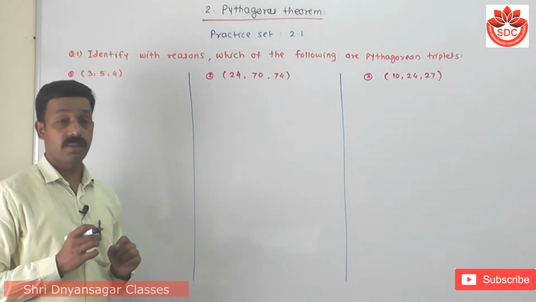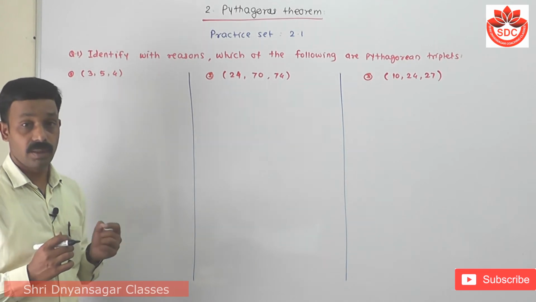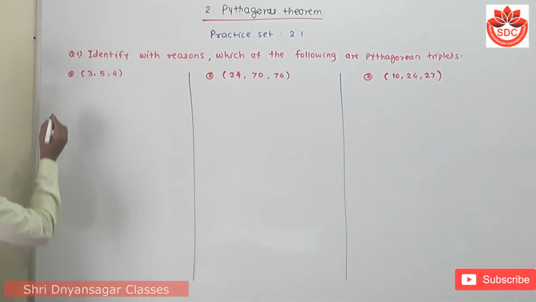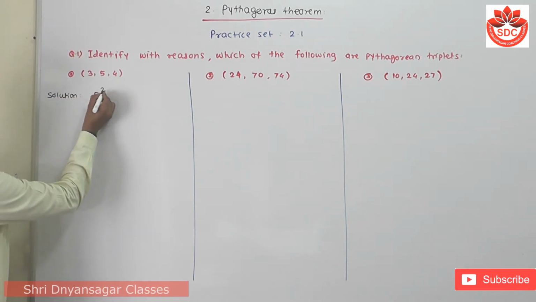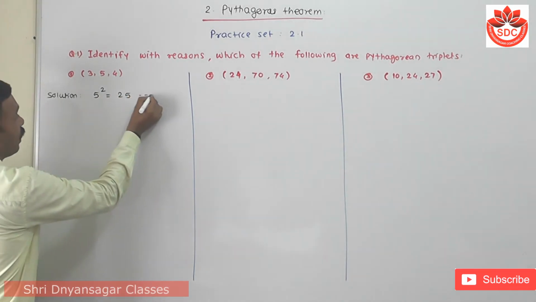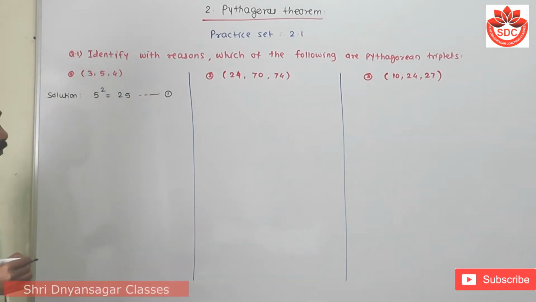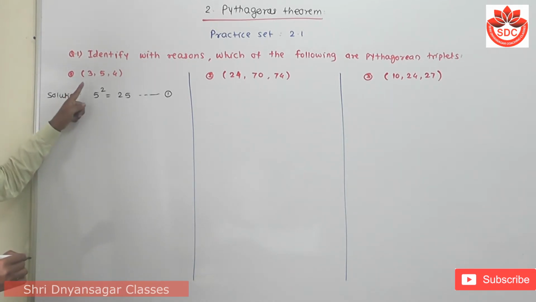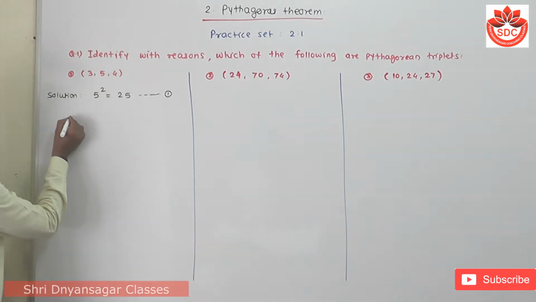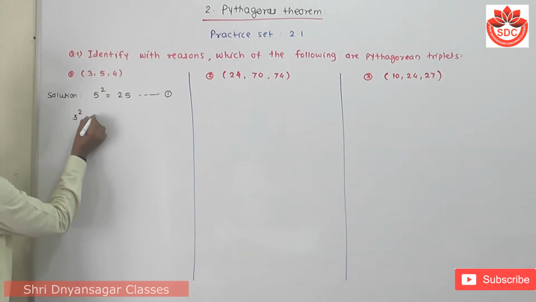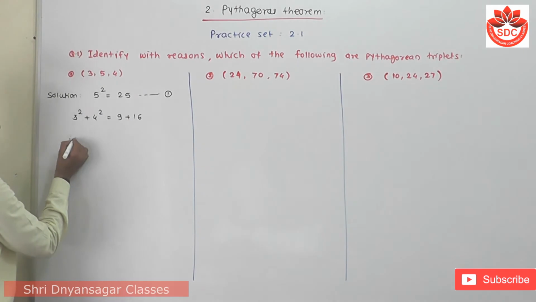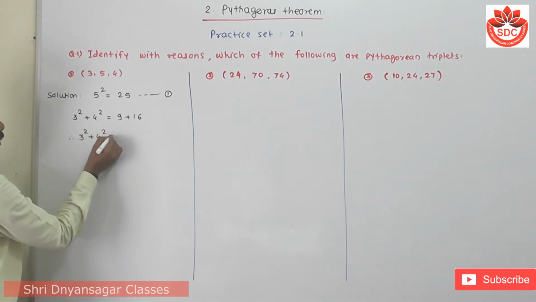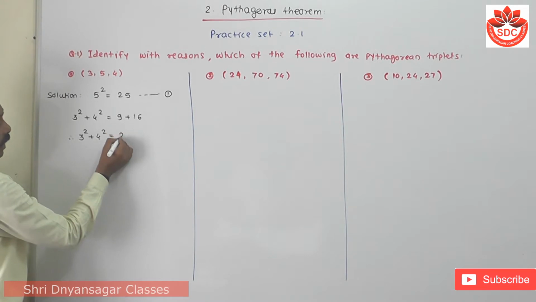Now observe carefully in this first example, which is the largest number? 5 is the largest number. So in this solution, I take the square of the largest number, 5 square. 5 square is equal to how much? 25. This is equation number first. Then we find the squares of the remaining 2 numbers: 3 square plus 4 square. 3 square is 9 plus 4 square is 16. What is the addition of these? 3 square and 4 square is 25.